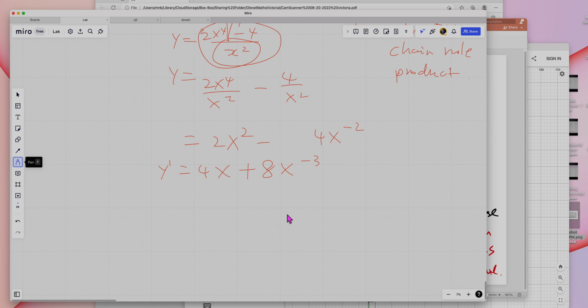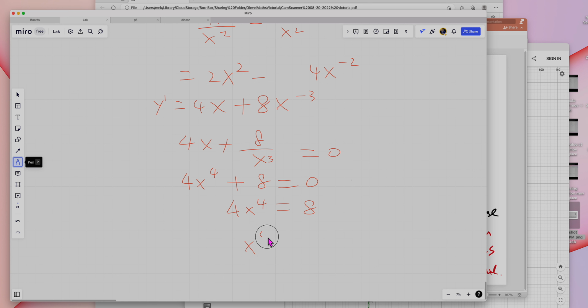Oh, show that there's no stationary point? Because if there's no stationary point, that means dy/dx is equal to 0 has no solution. Then you times x³, so it's 4x⁴ plus 8 equals 0. So 4x⁴ is equal to 8. Okay, there is a stationary point. Plus minus square root. There's a stationary point.